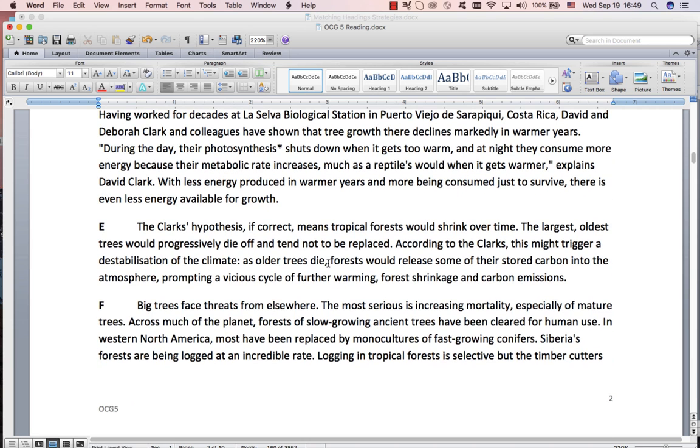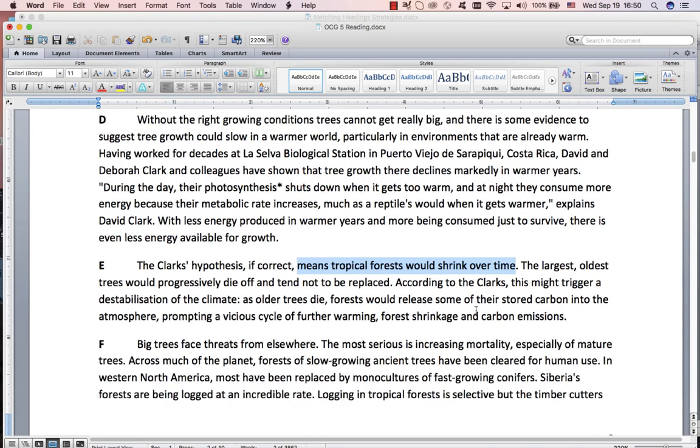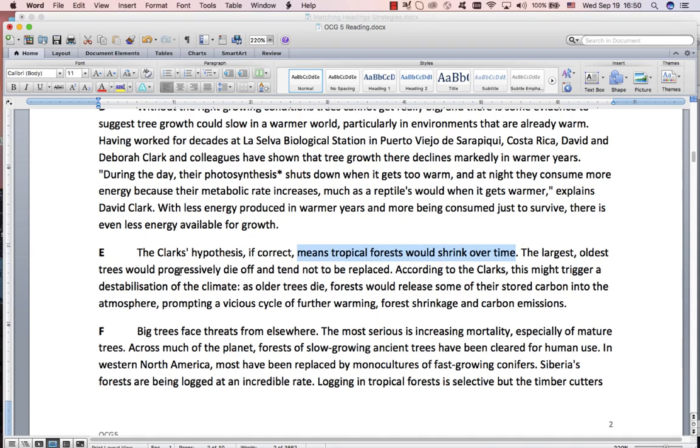Right. This little one here. I'm suspicious of small paragraphs. IELTS likes to make them very difficult. This hypothesis, what is it? The tree growth declines in warmer years. That means that tropical forests will shrink over time. The largest and oldest trees will die and not be replaced. According to them, this might trigger, means cause, a destabilization of the climate.